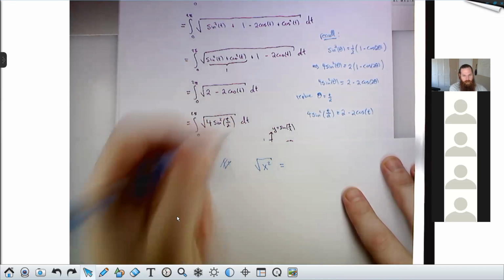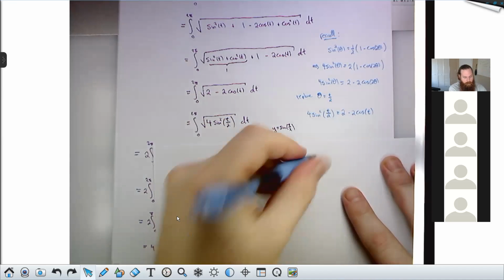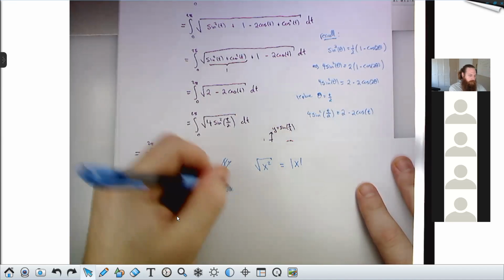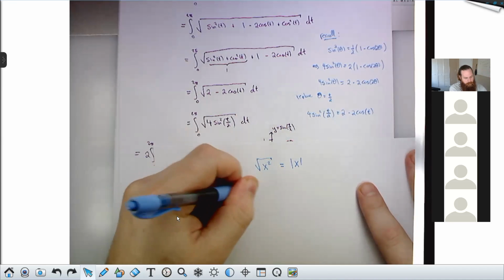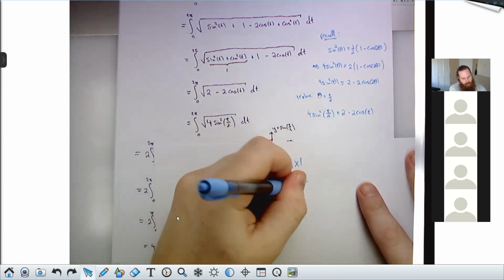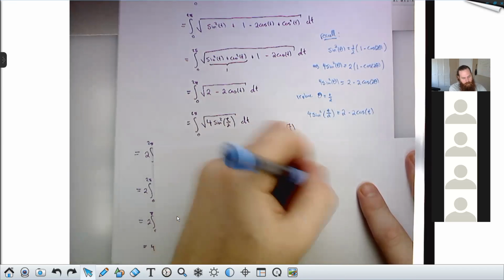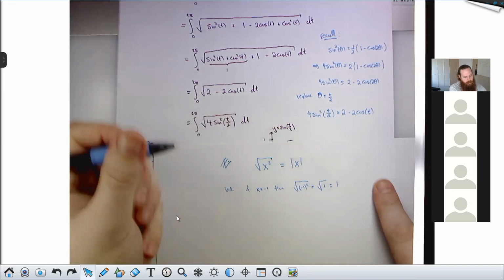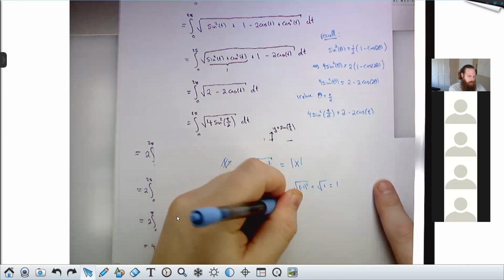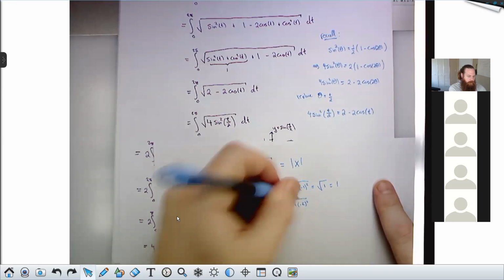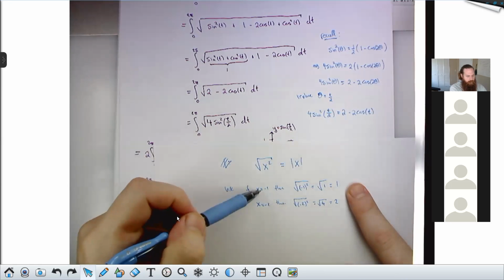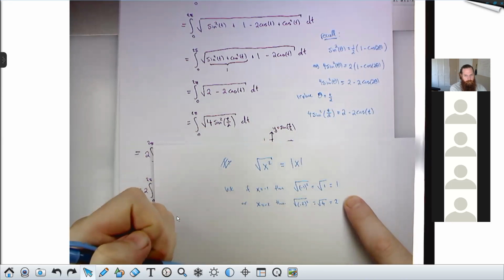Most of us just want to call this x, right? Saying the square and the square root cancel out. But that's not correct. What you actually get is the absolute value of x. Because if x is -1, then the square root of (-1) squared is the square root of 1, which is 1. Or if x is -2, then the square root of (-2) squared is the square root of 4, which is 2. So you see, I'm not getting x, I'm getting the absolute value of x.